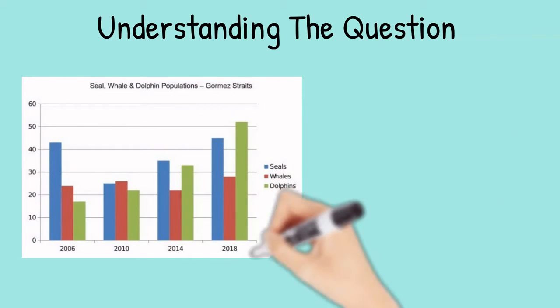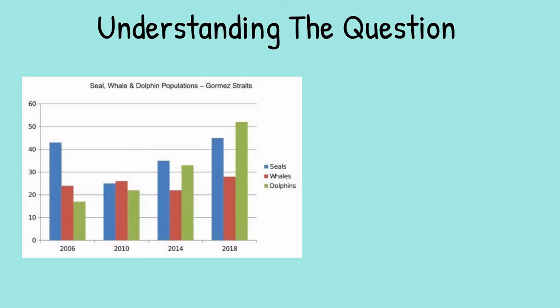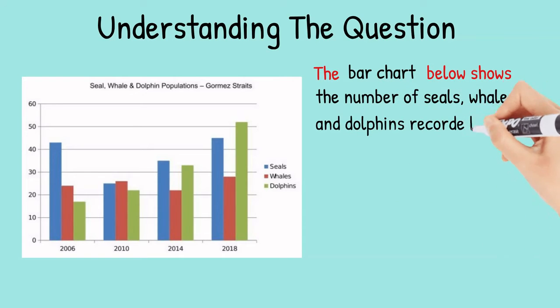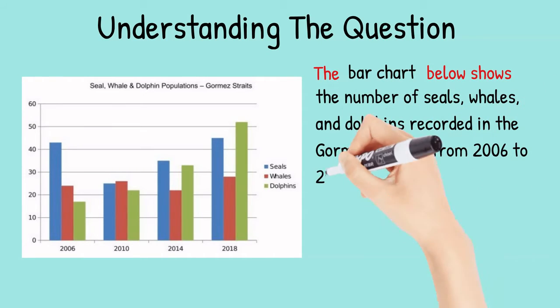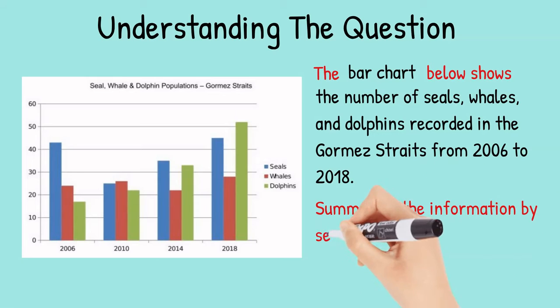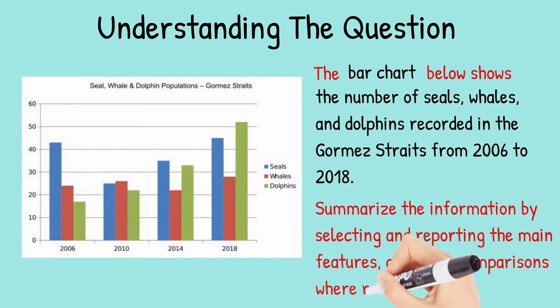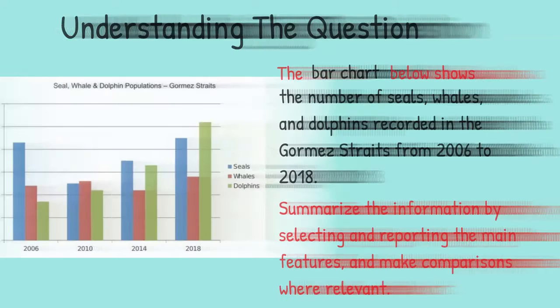The first thing to understand is the format of every question in IELTS Academic Writing Task 1 is the same. Here's a typical question. The highlighted words are always the same no matter what type of question you get. The bar chart below shows the number of seals, whales and dolphins recorded in the Gourmet Straits from 2006 to 2018. Summarize the information by selecting and reporting the main features and make comparisons where relevant.